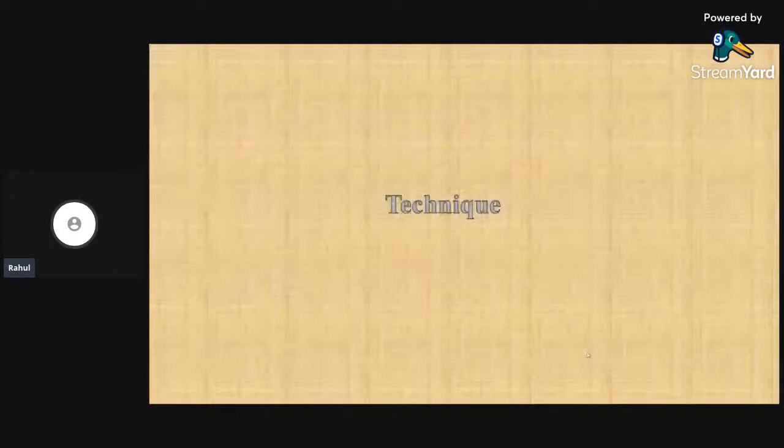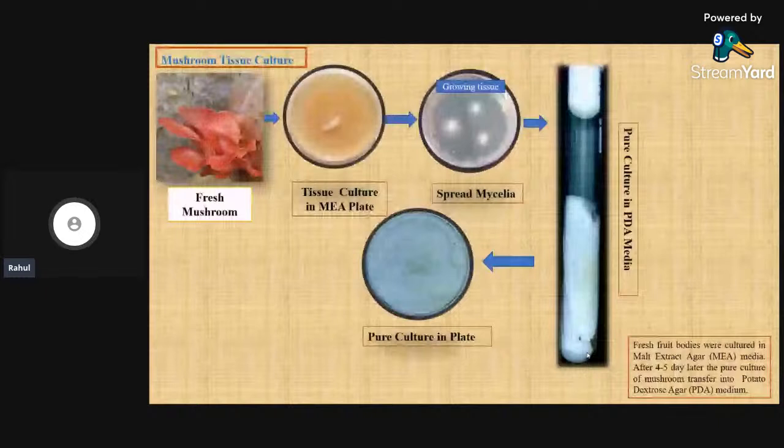Now, the main purpose of this workshop is techniques. How do we cultivate mushroom? How do we culture the mushroom? So this is for the mushroom cultivation.